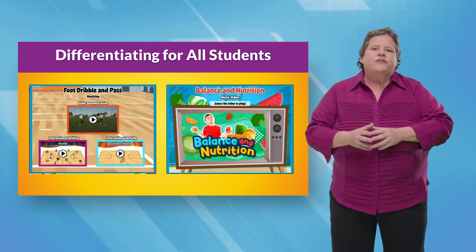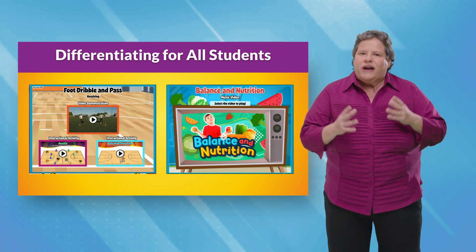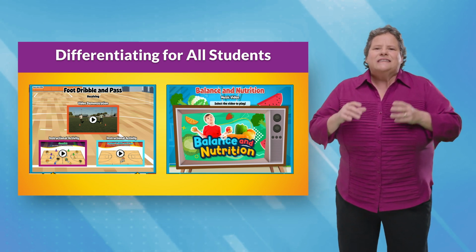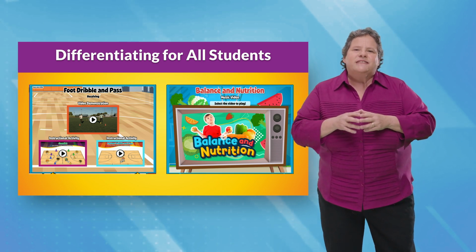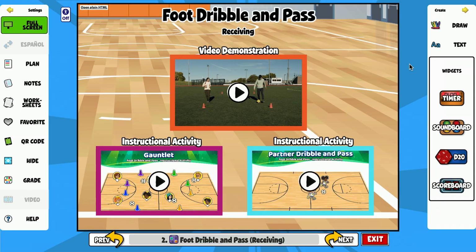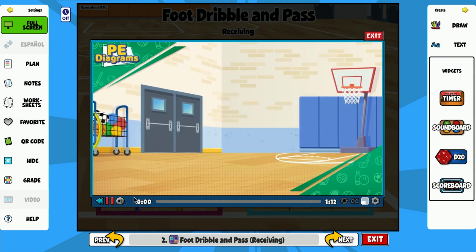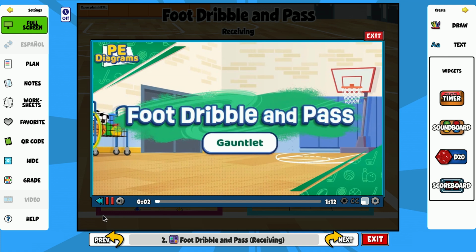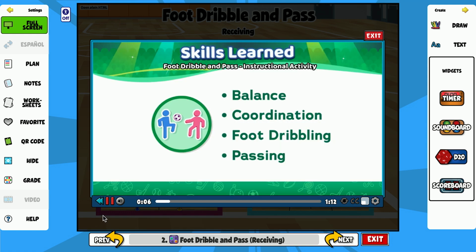We want kids to feel the urgency of beginning activities right away. Let's click into the game Gauntlet to see and hear the directions. This will meet the needs of auditory, visual, and kinesthetic learners. PE diagrams, Gauntlet, instructional activity. This instructional activity develops balance, coordination, foot dribbling, and passing skills.